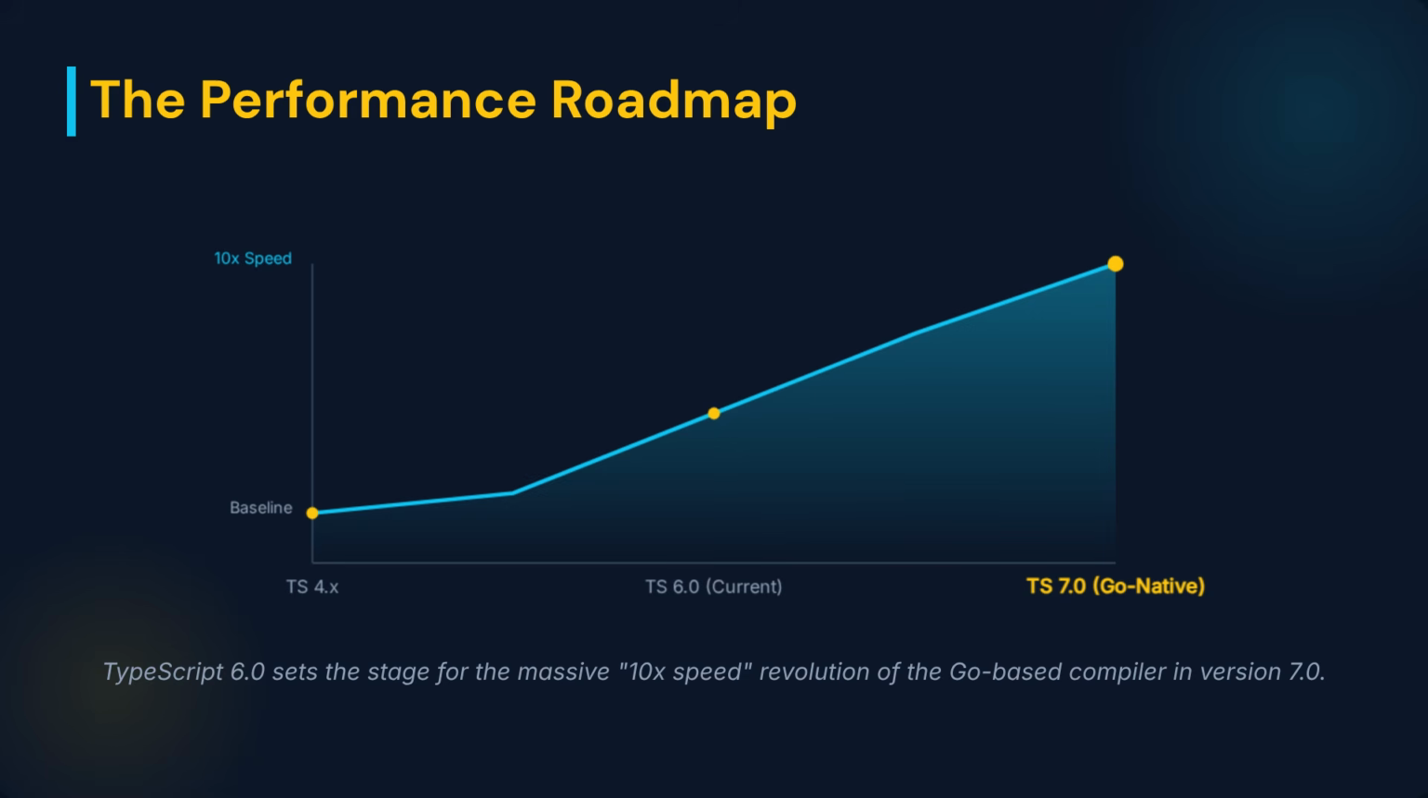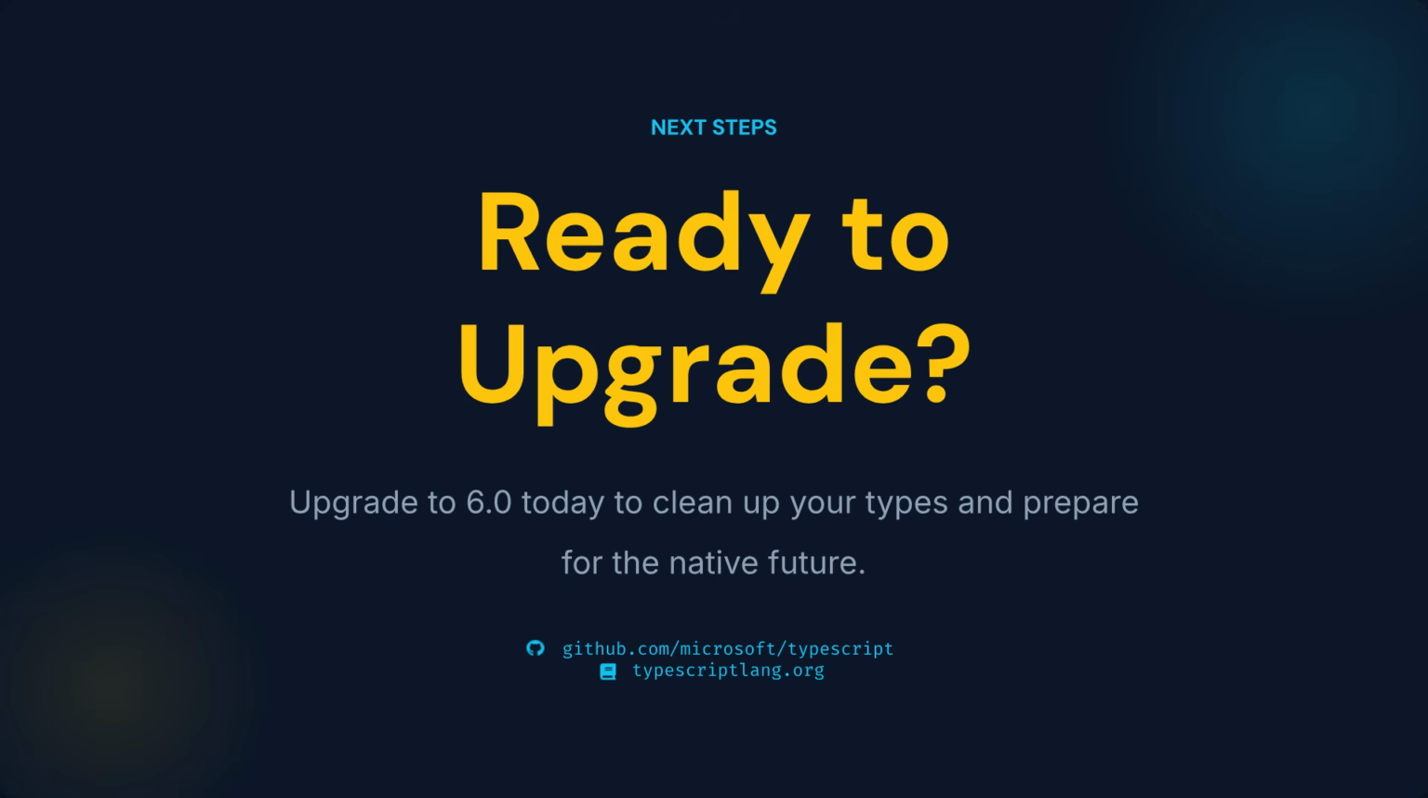To wrap things up, let's look at the bigger performance roadmap. As this chart illustrates, each era of TypeScript has brought incremental speed optimizations. Version 6.0 is the peak of what the JavaScript-based compiler can achieve. But more importantly, by adopting 6.0's strict standards, clean modules, and modern library defaults, you are laying down the perfect tracks for the upcoming version 7.0, which will introduce a Go-native engine, boasting up to 10 times the speed of today's compilers. The future of TypeScript is fast, clean, and modern, and it starts today with 6.0.